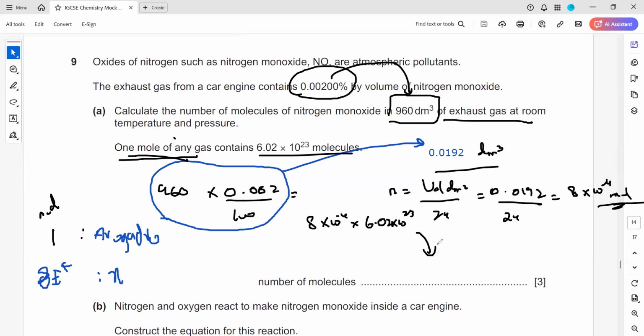What's the final answer here? It's 4.816 multiplied by 10 power 20, or 4.82 times 10 power 20. So first, from the percentage, we work out the total volume of nitrogen monoxide. From the volume of nitrogen monoxide, we work out the moles of nitrogen monoxide, and we multiply by the Avogadro's constant to know the number of molecules.